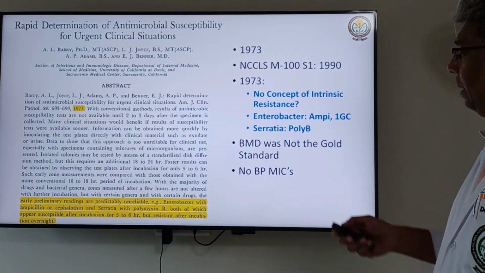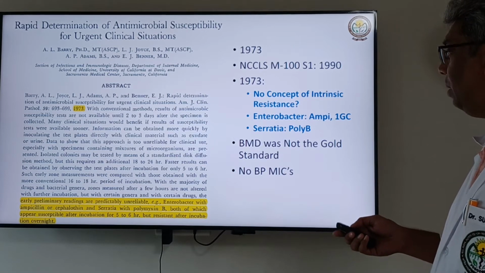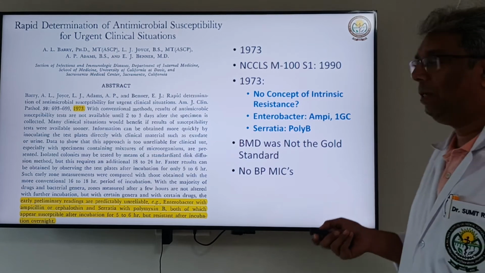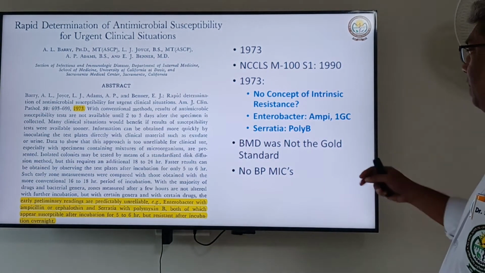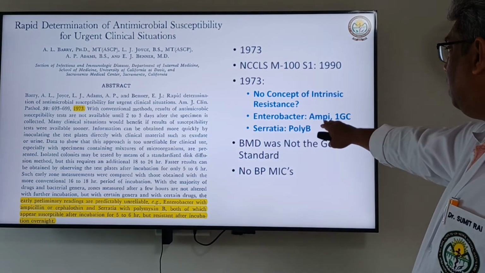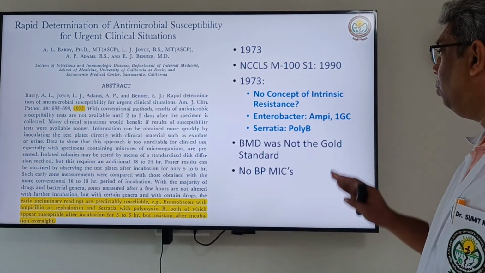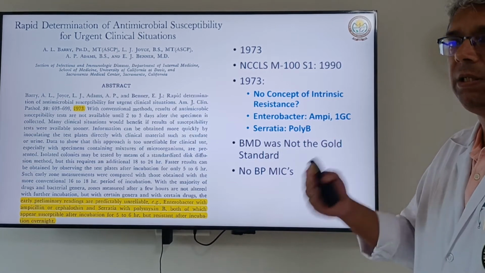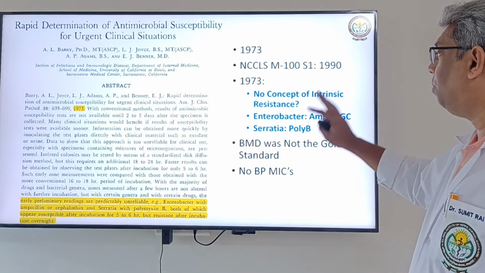So there was another paper in 1973, again in the American Journal of Pathology, where they attempted rapid determination of AST on urgent clinical specimens like blood cultures, and unfortunately that time they didn't have a concept of intrinsic resistance also, because they tested ampicillin and first generation cephalosporins on Enterobacter, so they didn't even have any clue as to what the intrinsic resistances are. The exact methodology for broth microdilution also did not exist at that time. It was such an old method.